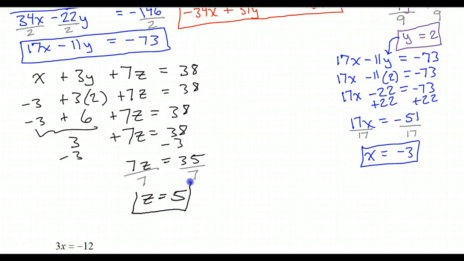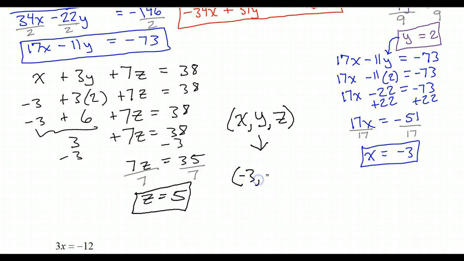So finally we have all three variables. We have x, y, and z. Now, remember back when we learned about ordered pairs, and they were always in the form x comma y. Well, there's such a thing as an ordered triple, and it will always be in the form x comma y comma z. So let's record our answer as an ordered triple, which in this case would be negative 3, comma 2, comma 5. That would be the final answer to problem number 1.